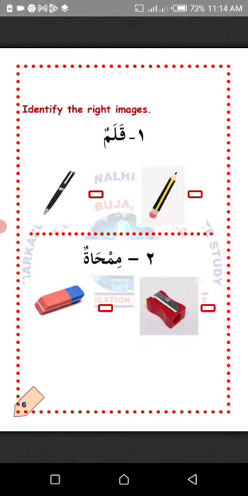MashaAllah. So identify the right images. Number one. Which of the images below represents qalamun? Number two. Which of the images below represents mimhatun? Okay, now I want to say the answer. You now compare my answer with yours. So qalamun means pen. Mimhatun means eraser. I hope you understand.